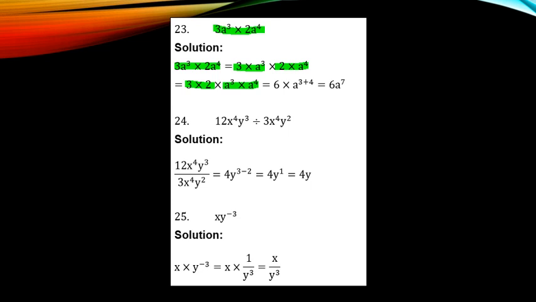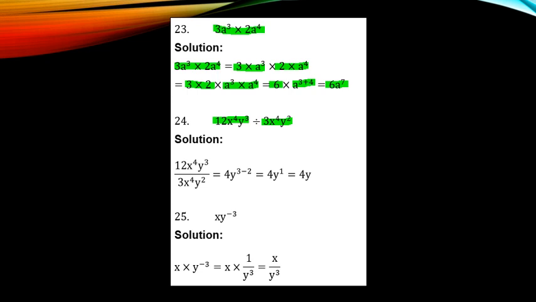3 times 2 is 6. By the law of indices, the same base and multiply, the powers are added. So you have a power 3 plus 4. So you have 6a to the power of 7. Example 24, you have 12s power 4 y cubed divided by 3s power 4 y squared.